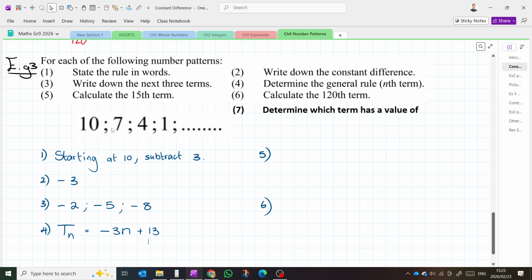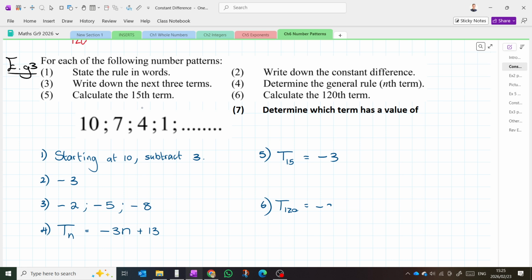And again, I'm going to take a random value and I'm going to test it. So let's take the third one. Negative 3 times 3 is going to give me negative 9. Plus 13 is going to give me a positive 4, which means it works out. Question 5 and 6 are very much the same. They are just asking for term values, for specific term numbers. So their calculations are exactly the same.